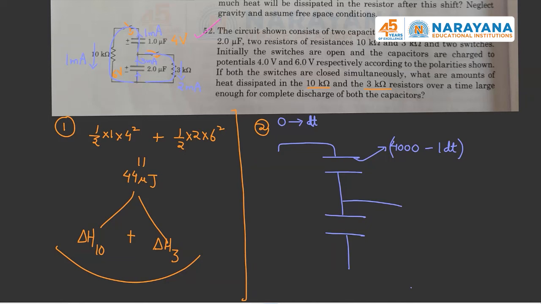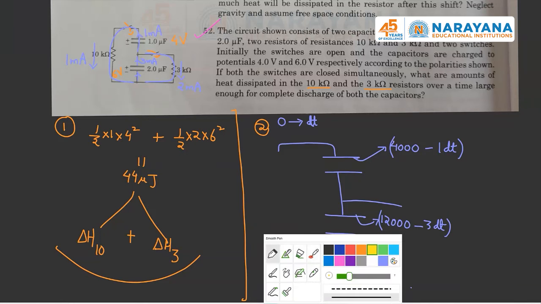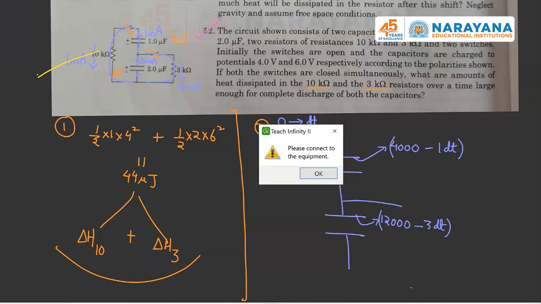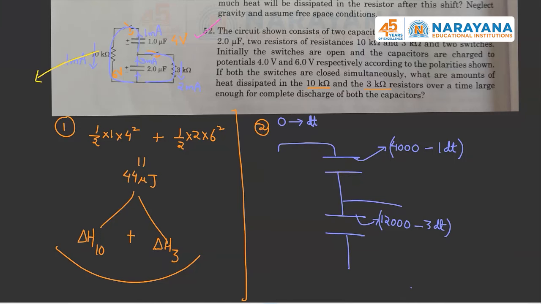The second one was having 12 microcoulomb, so it is 12,000 millicoulomb minus 3 dt. So I have these values in millicoulomb now. Now tell me, I'm interested in this current. This current, which was 1 milliampere, will now become what? Sustain the same units. You just have to write the total voltage now, from top to bottom.